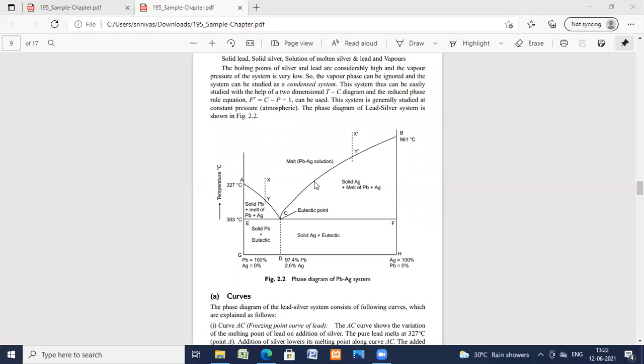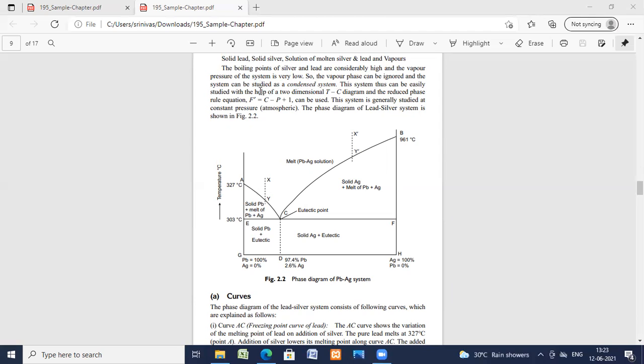Now we'll take an example of a two component system: solid lead, solid silver, solution of molten silver and lead, and vapors. The boiling points of silver and lead are high, so the vapor pressure of the system is very low. The vapor phase can be ignored and the system can be studied as a condensed system.